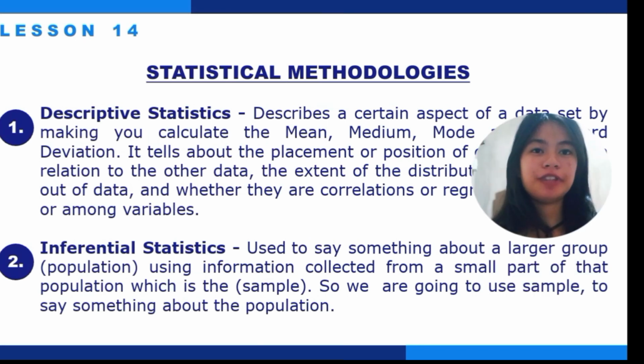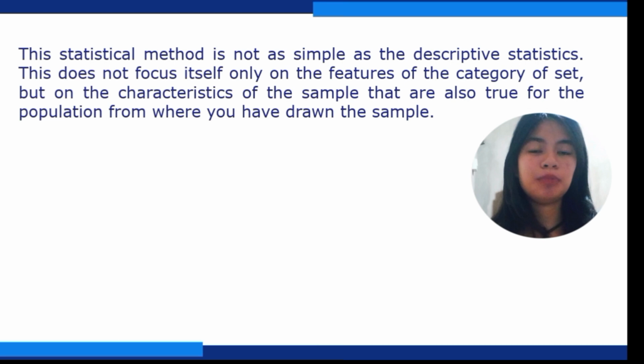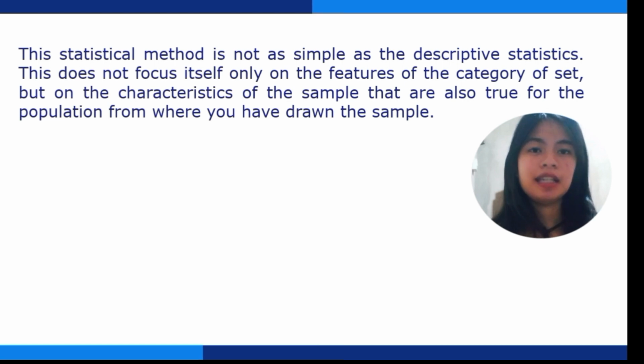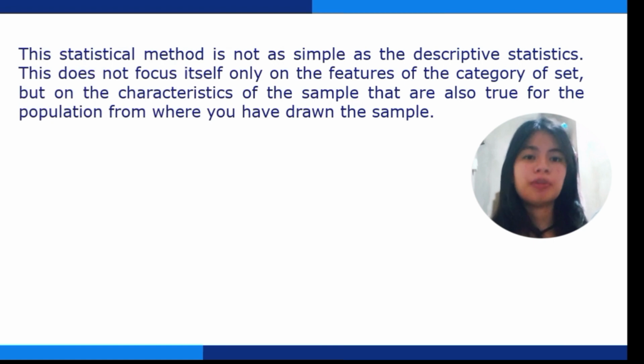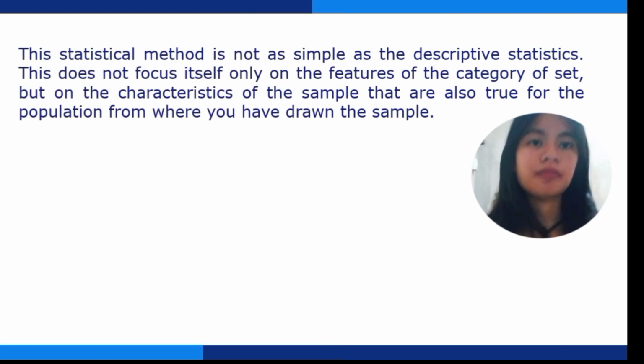The second one is inferential statistics. Inferential statistics is used to state something about a larger group, the population, using information collected from a small part of that population, which is the sample. So we are going to use a sample to say something about the population. This statistical method is not as simple as descriptive statistics. It does not focus on the features of the set itself, but on the characteristics of the sample that are also true of the population from where you have drawn the sample.